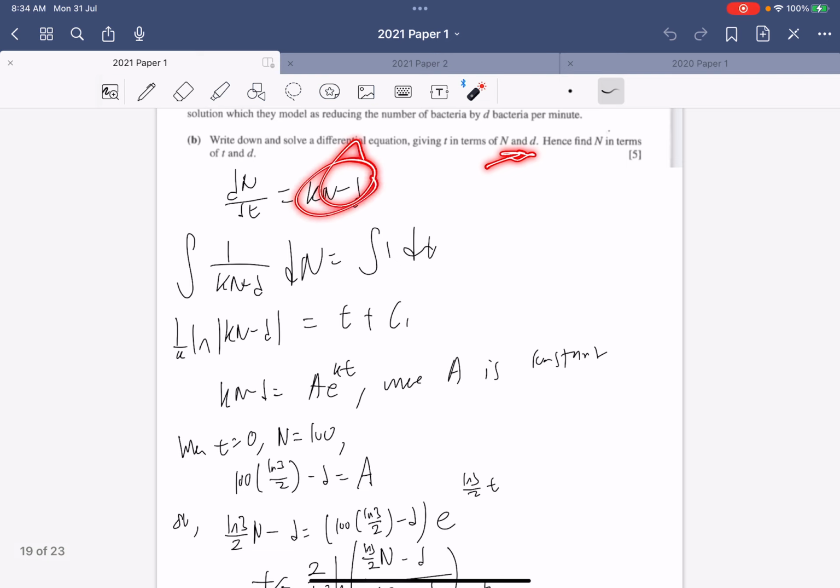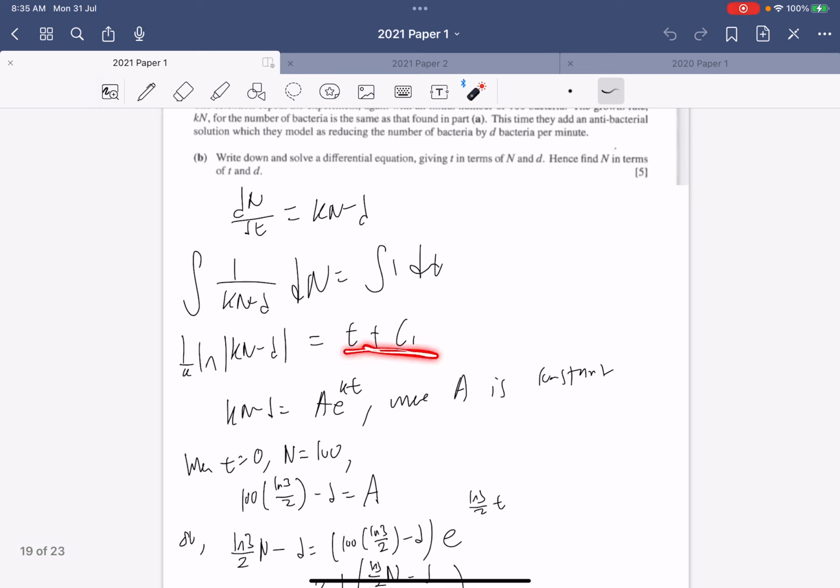So in this case now, you cannot just divide by n because there's this constant. So you need to divide the whole thing. Then it will be 1 on the other side. When you integrate it, it's 1 over k ln. Now you need to put the modulus because you don't know whether it's positive or negative. And equals to t. Again, now you just multiply k up, and when you remove the e and the modulus, it will just be some constant a.